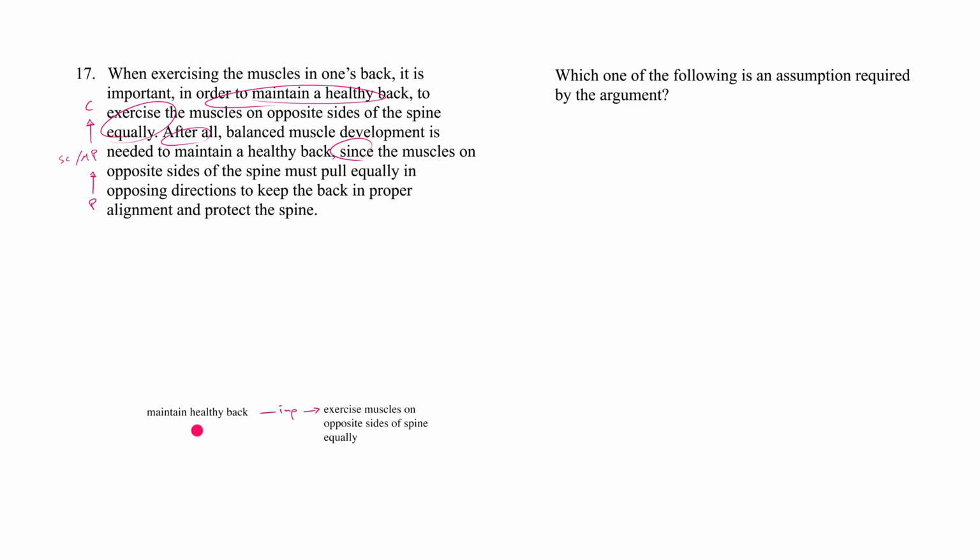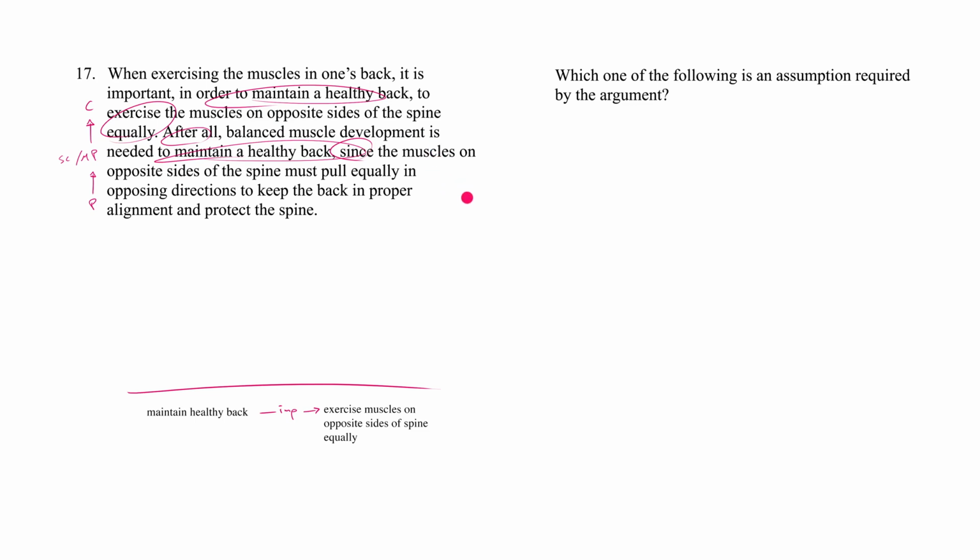I'm not quite sure if this is conditional, right? Okay, let's keep going. That's the main conclusion, right? The statement that receives support from the subconclusion, major premise, which says balanced muscle development is needed to maintain a healthy back. That's clearly conditional, right? And look, we're repeating the same concept. This is the same goal, maintaining a healthy back. Now we're saying that goal necessitates, requires this thing, balanced muscle development.